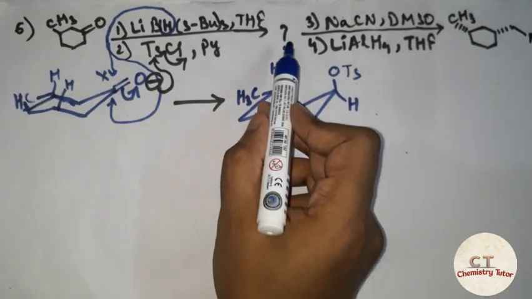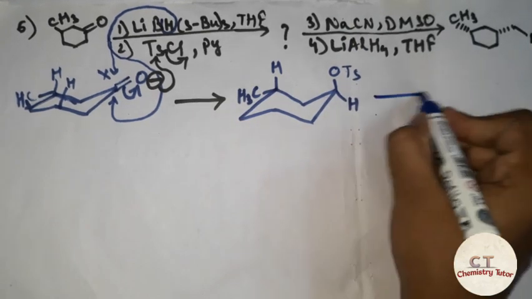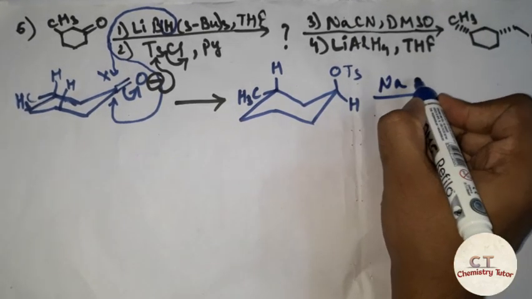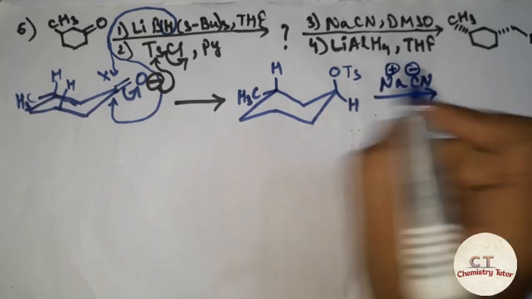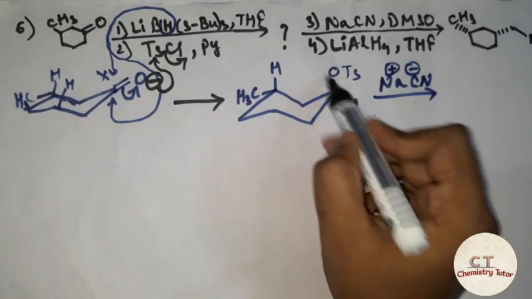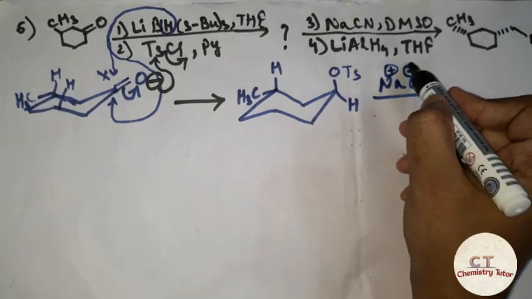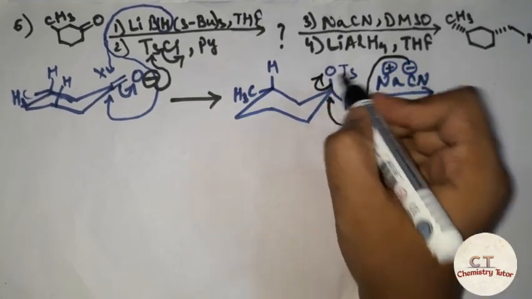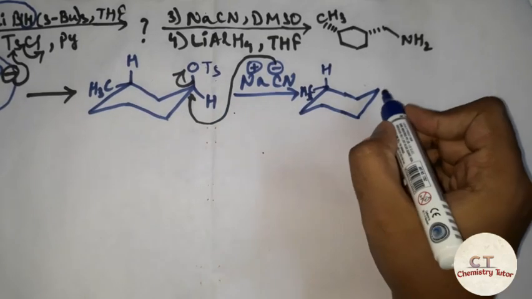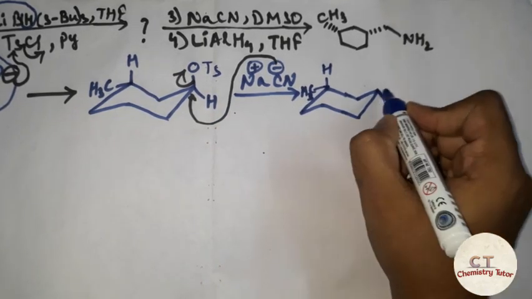Okay, this is the product of this reaction. Then on addition of NaCN, what will it give? NaCN means Na+ and CN-. Now OTs is a very good leaving group, so the attack will be from below the plane and OTs will leave, and we get the product like this.